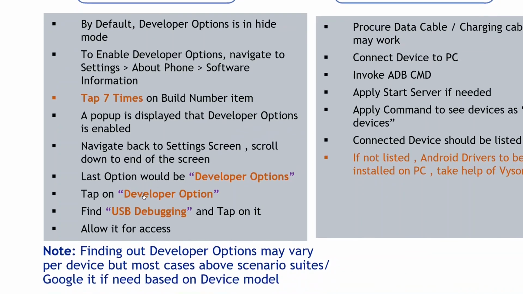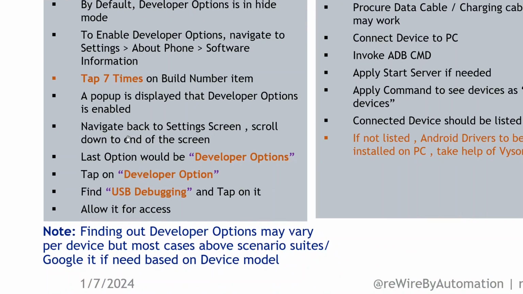Once that is enabled, navigate back to Settings and scroll down to the end of the screen. The last option will be Developer options. Tap on that option, find USB debugging, tap on it, and allow it for access.